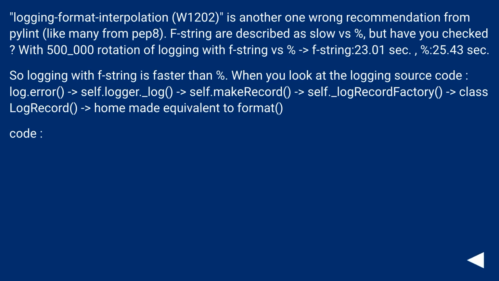When you look at the logging source code, log.error calls self.logger._log, which calls self.makeRecord, which uses the record factory, class LogRecord, a homemade equivalent to format.